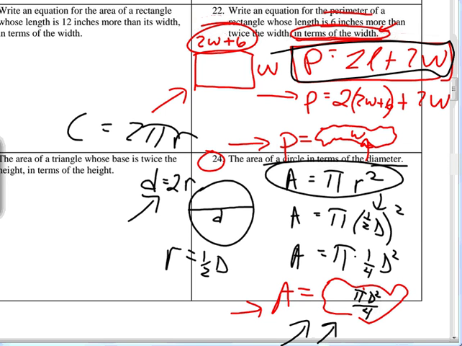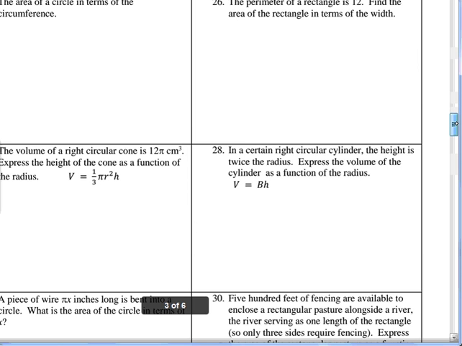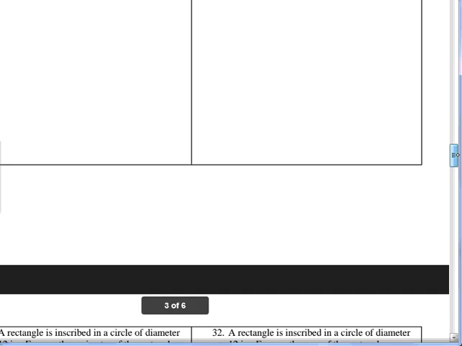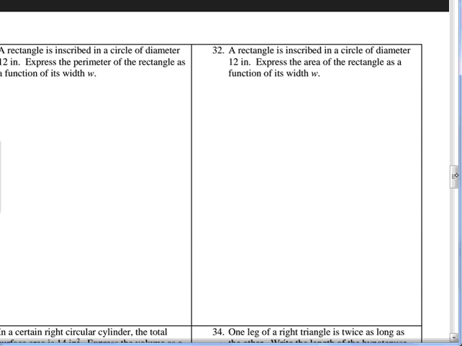All right, and how far are you supposed to go? It's 22 through 34. Now there's some real doozies after that, but let's go near the end of our little set here and go to like 32 and see what they're getting into by then. A rectangle is inscribed. Do you know what that means? It's kind of like inside.